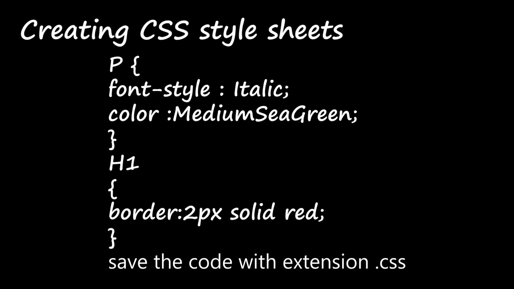And another style also they have added here, H1, and opening the flower bracket, border, colon, 2 pixel solid red. That is, they are giving the border's width or the border size and the color, right? So after giving this, you have to save it with the extension .css, right? And let's see how to link this CSS with HTML, right?